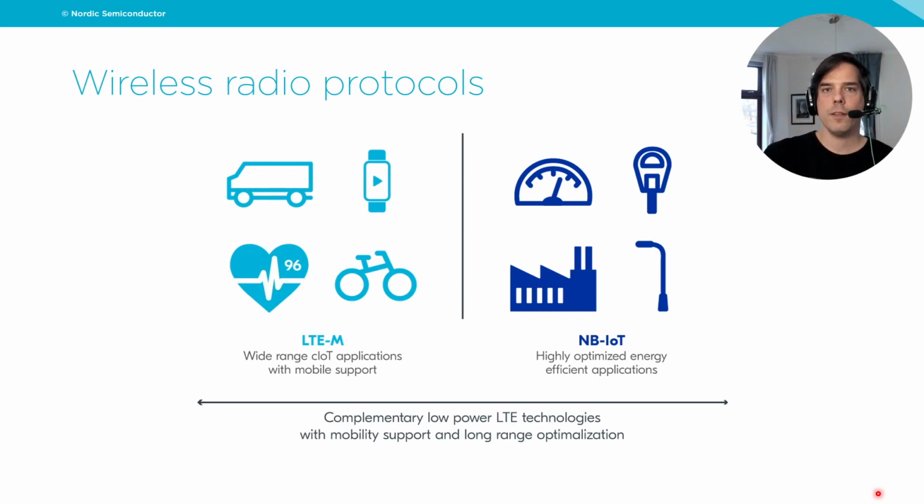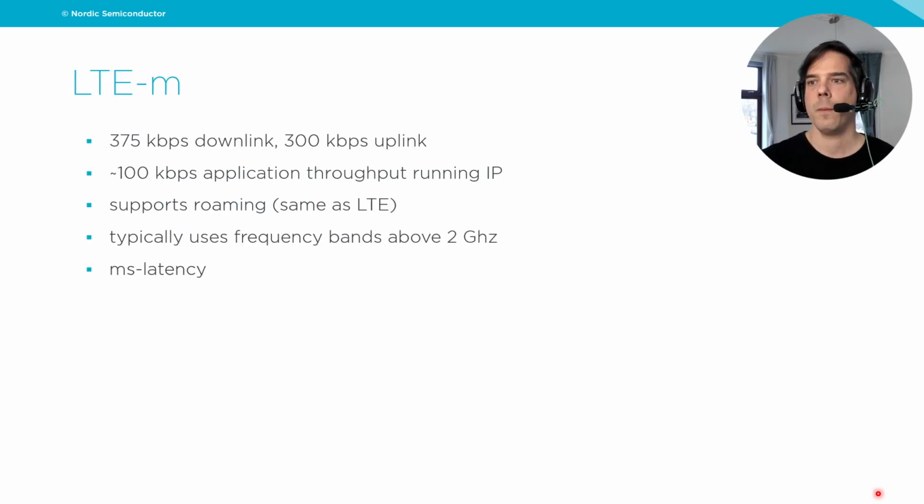In this picture, you can roughly see LTE-M is for stuff that moves and is kind of interactive, and NB-IoT is mostly for metering solutions, industrial applications. Why is that? LTE-M is using roughly the same technology as our smartphones are using, however, with a much reduced bandwidth. 375 kilobit per second downlink, 300 uplink, which in the end make around 100 kilobit per second actually usable throughput for an IP stack.